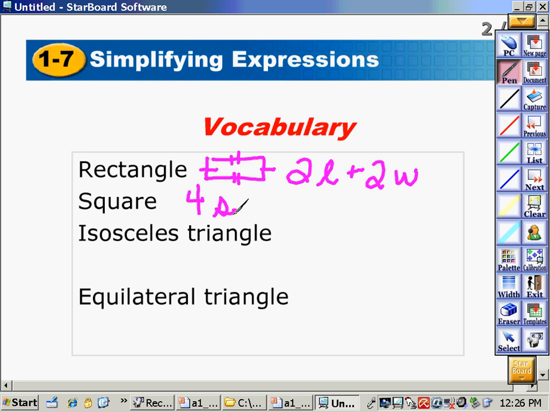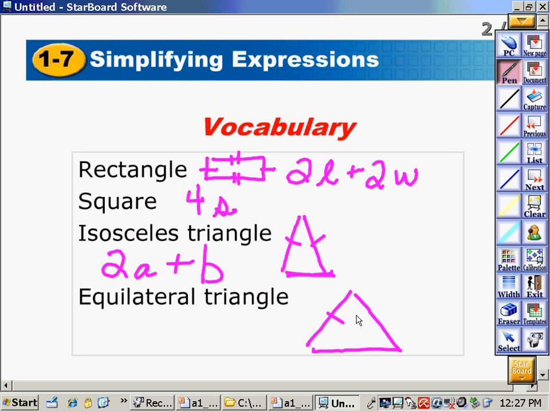An isosceles triangle has 2 equal sides and then the base that is different. So the formula would be 2a plus the base. An equilateral triangle has 3 equal sides. Therefore, it's similar to a square, but it only has 3 sides. So that formula would be 3s. Bring these with you tomorrow. You will need them in our word problem section tomorrow.